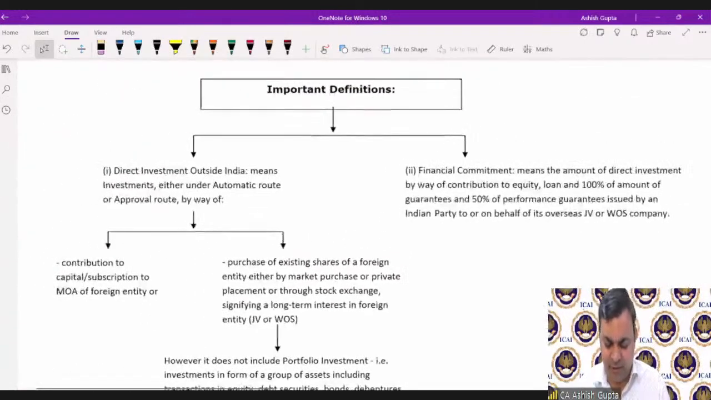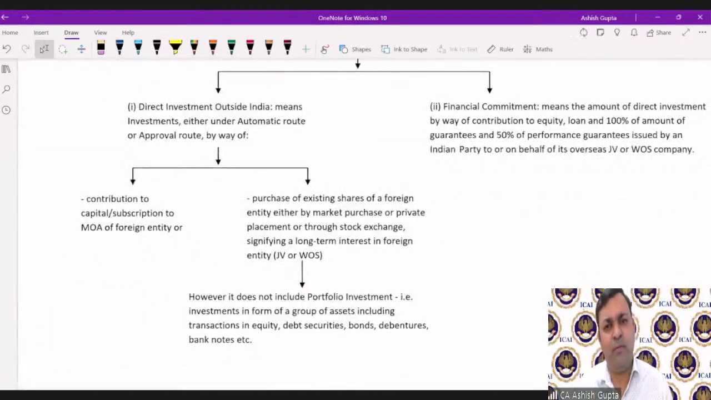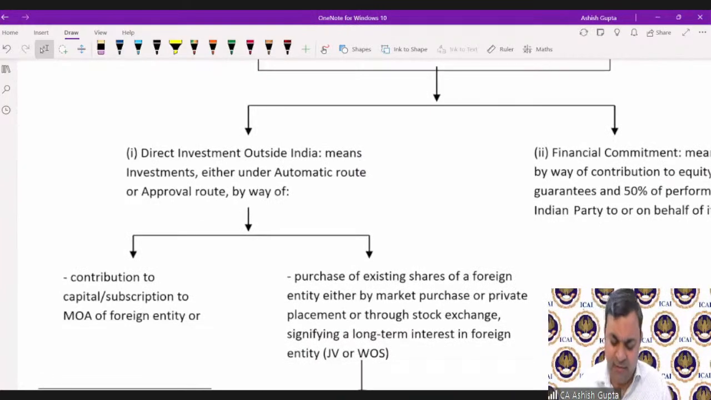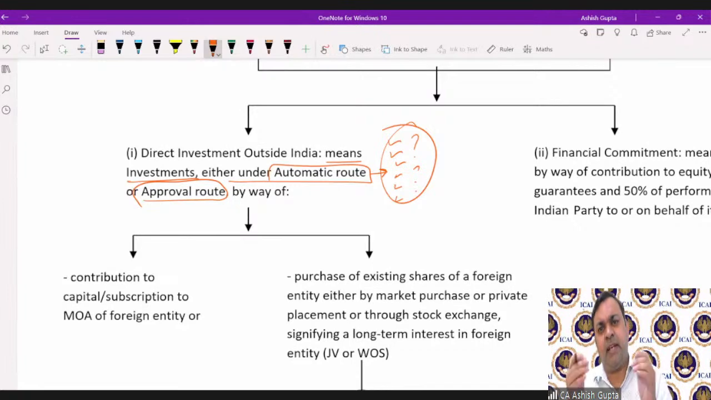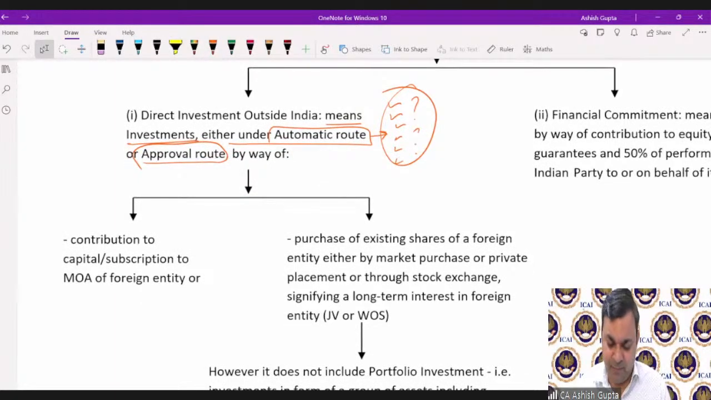Now, important definition. What do you mean by direct investment outside India? It means investment either under automatic route or approval route. Now, what is automatic route? So the government will prescribe some conditions. You can fulfill those conditions. So that is automatic route. Approval route: if a person fails to fulfill any of the conditions, then they can make an application to the central government and the central government will provide approval. So it is called approval route.